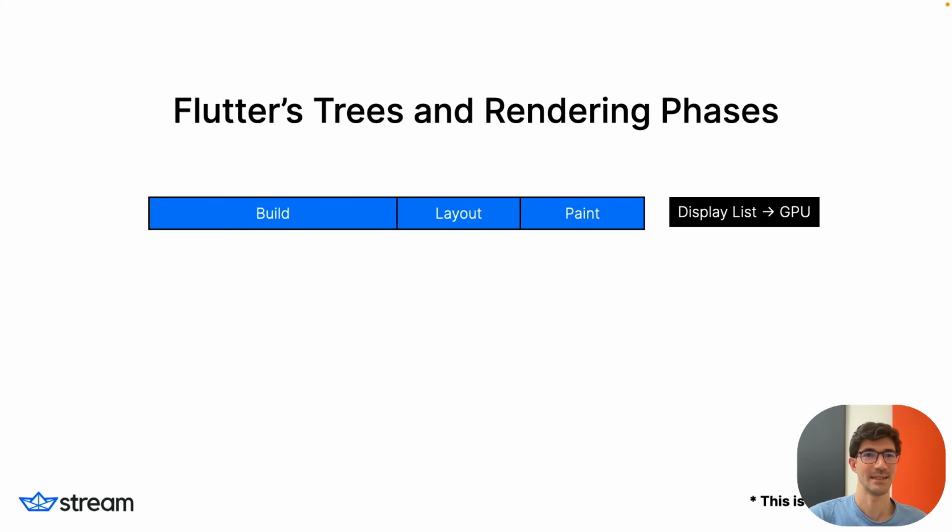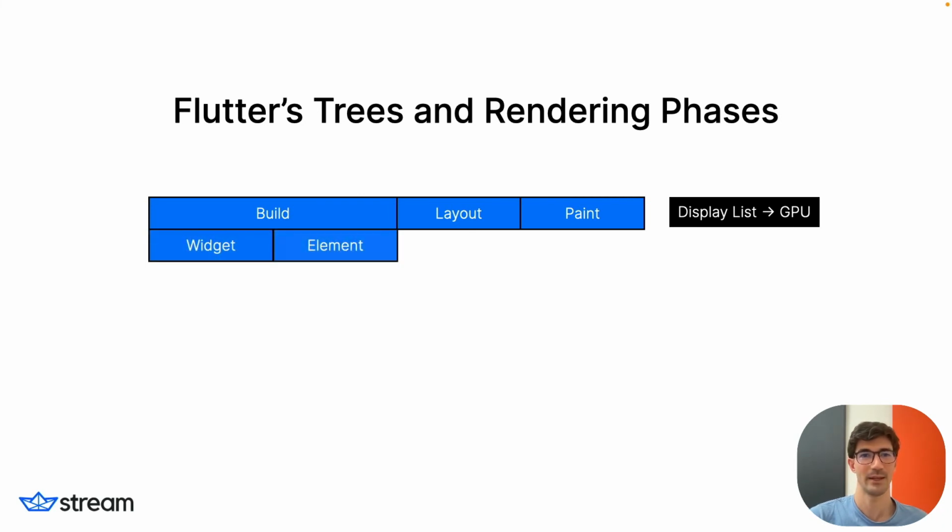So first, let's take a look at the different phases that are responsible for rendering. We can see that we have the build, layout, and paint phase, and then finally all of this creates a display list that will then be rasterized by the GPU. So the GPU will display this as an image that can be rendered to the screen.